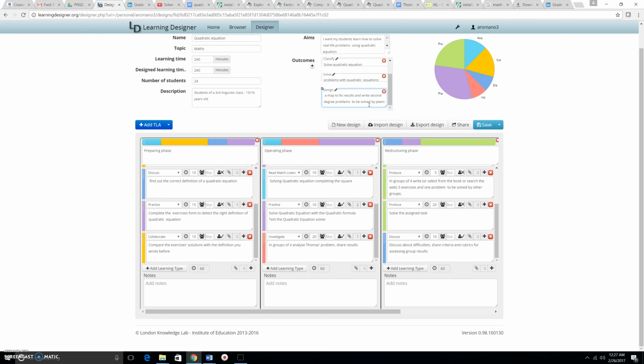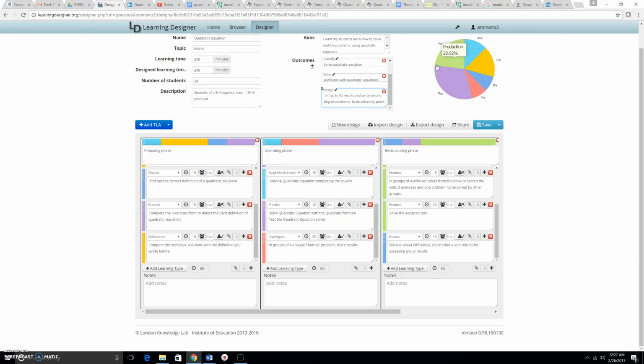With Learning Designer, I find it very easy to plan this activity because it was very helpful in dividing the phases and collecting activities, resources, times. So it's very easy to plan lessons with this tool, I find.